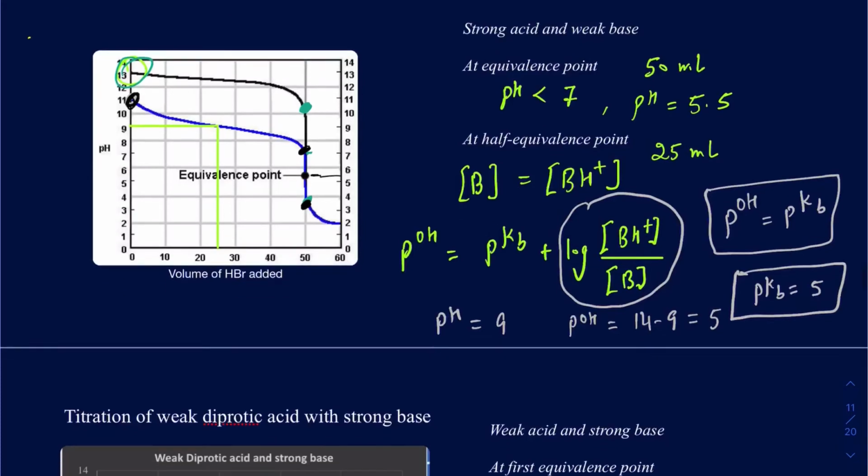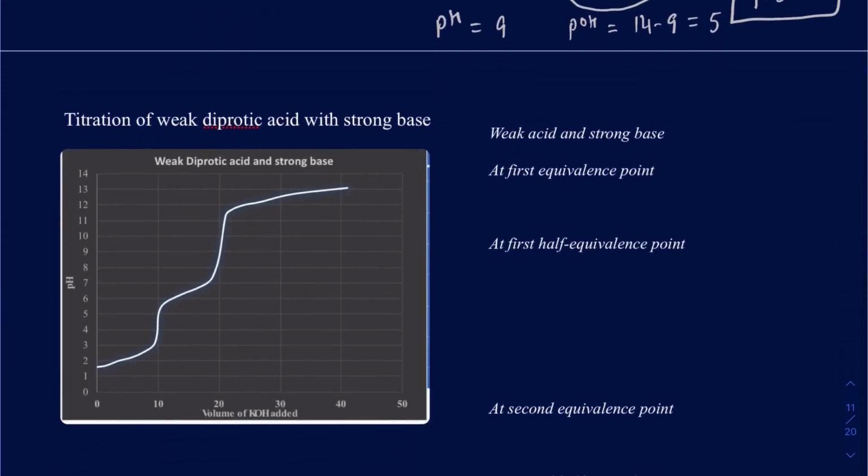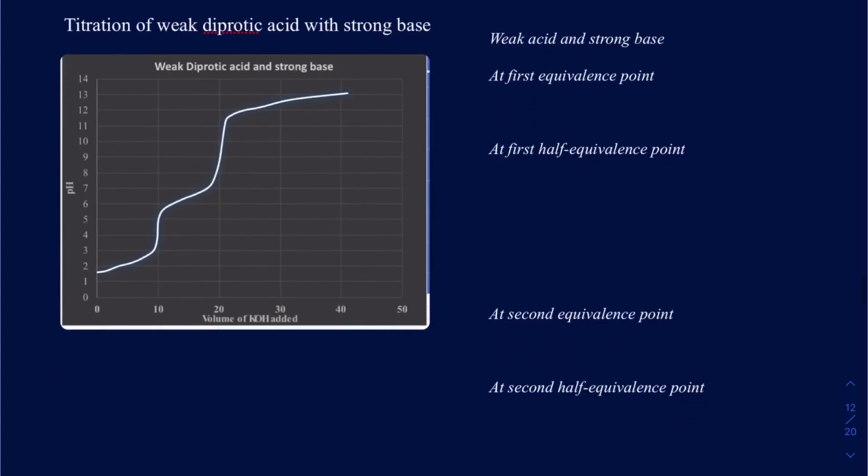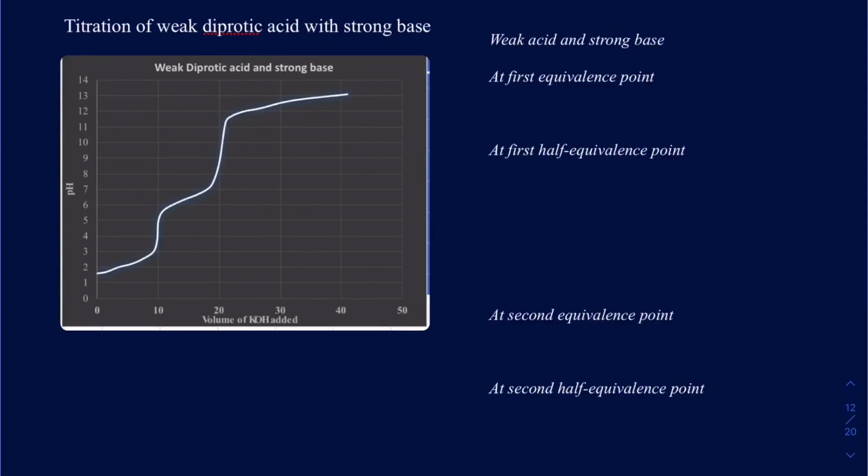Okay, what if you have a diprotic acid? Even if you have a triprotic acid, it's going to be similar, but I'll do an example of a diprotic acid, and the triprotic acid is just going to have another proton in there. So if you see a diprotic acid, you will have two jumps in there. I can look at the first jump to be right here, and that's going to be called your first equivalence point.